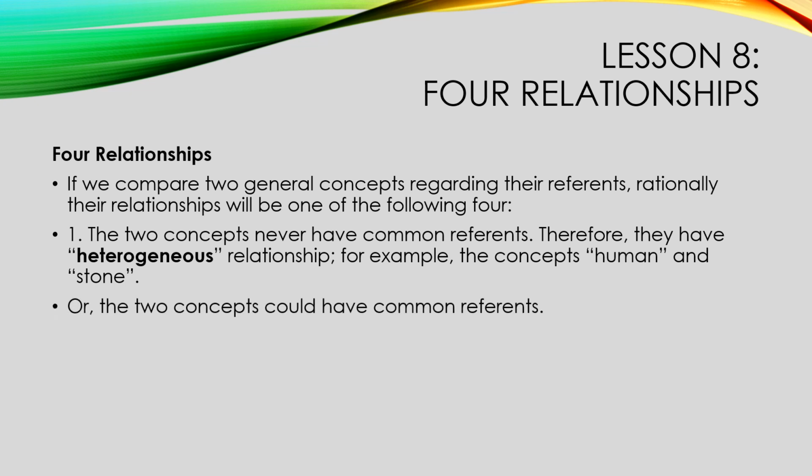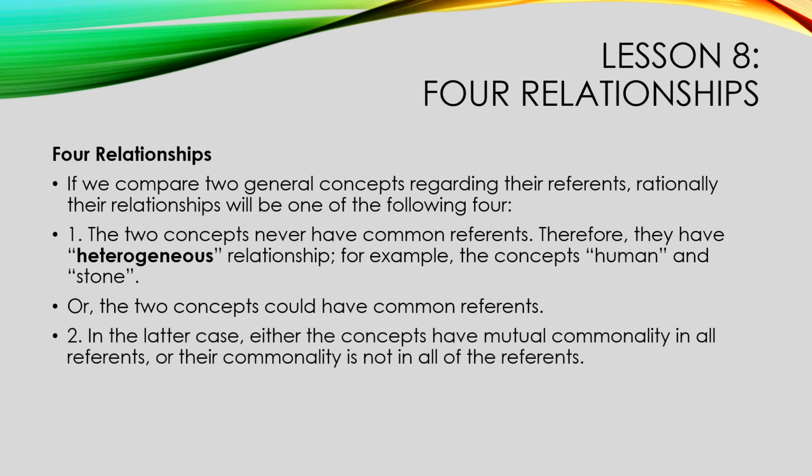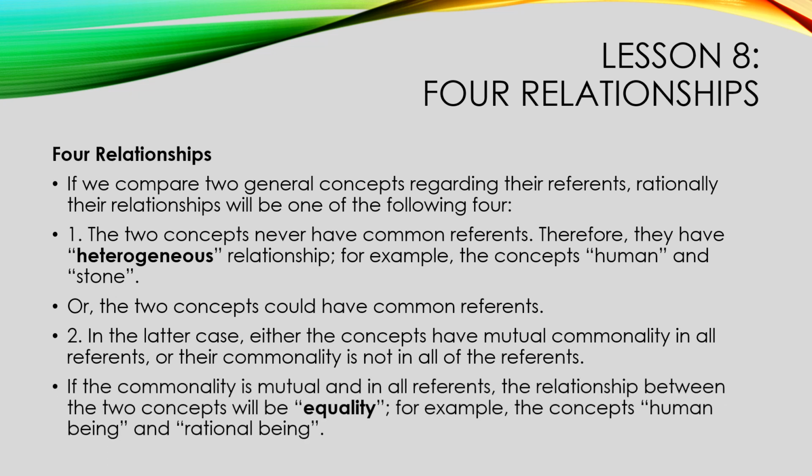Or the two concepts could have common reference. In the latter case, either the concepts have mutual commonality in all reference, or their commonality is not in all of the reference. If the commonality is mutual and in all reference, the relationship between the two concepts will be equality. For example, the concepts human being and rational being. When we say human being, we are actually referring to the rational being, and vice versa. When we say rational being, we are not referring to anything or anybody but human being.